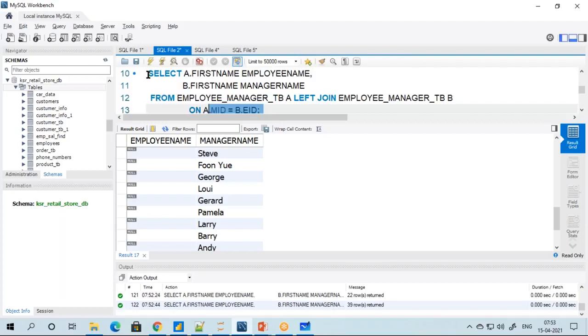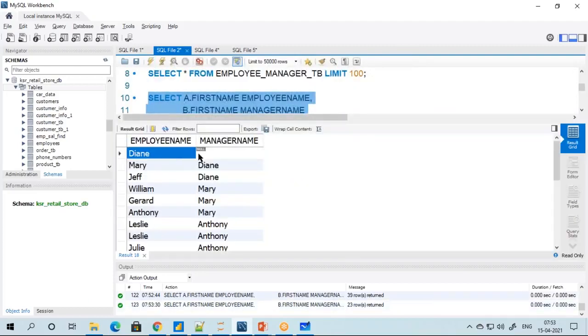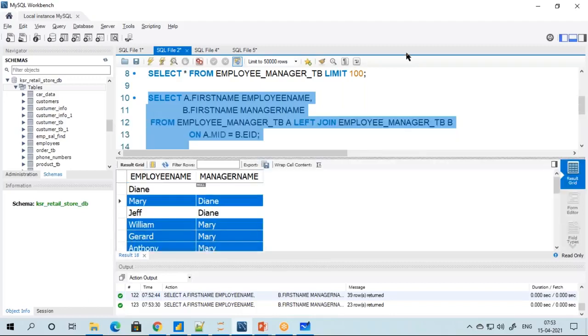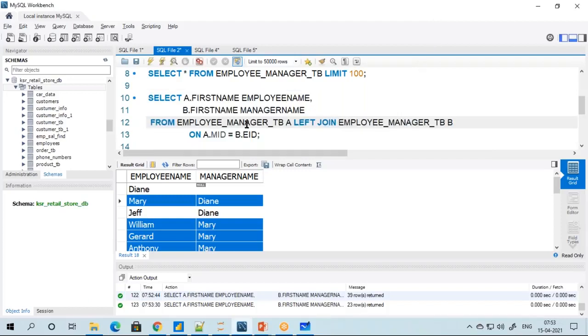If you put the left join, yes, Diney does not have a manager. Mary's manager is Diney. William, Gerald, Anthony's manager is Mary. Mary is also present. Mary's manager is Diney. So as per the objective, you can use anything. Same table, you're joining with the same table, you can use inner join, left join, or right join, but which is correct? The correct join is left join.